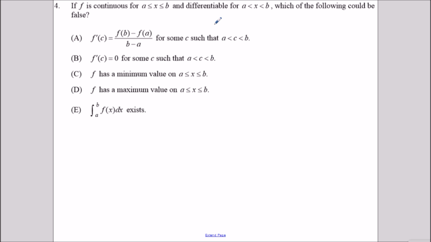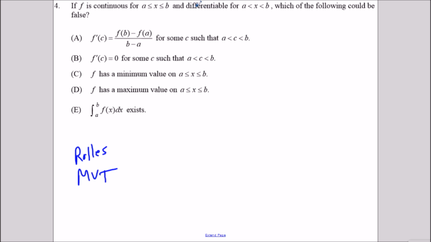For the next question, you have to memorize theorems. Anytime I hear the phrase a function is continuous on a closed interval and differentiable on an open interval, I am automatically thinking of Rolle's theorem and the mean value theorem here. Those two just pop into my head, but we'll see how this problem takes shape.